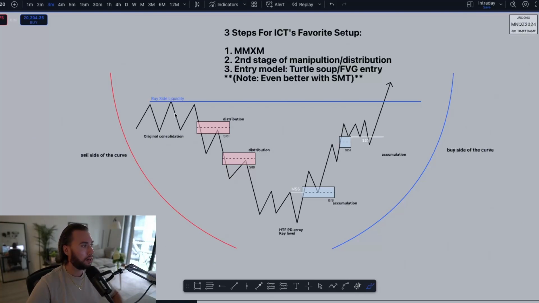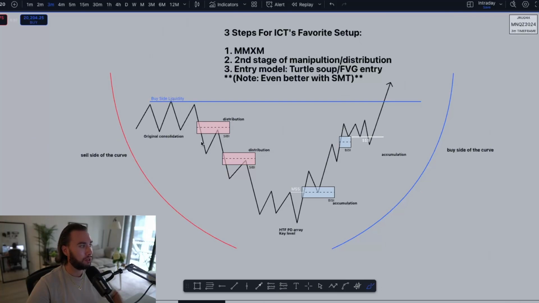So what we're looking at here is you have your original consolidation. When the market distributes lower and breaks out of that consolidation, this is typically called your low risk sell entry. So ICT's talked about this before. Now, we're not going to talk about taking this entry because in my opinion, you do have a higher likelihood of profitability if you're aiming for that second stage of distribution or that second stage of accumulation on the buy side of the curve. So basically what that breaks down to is right here.